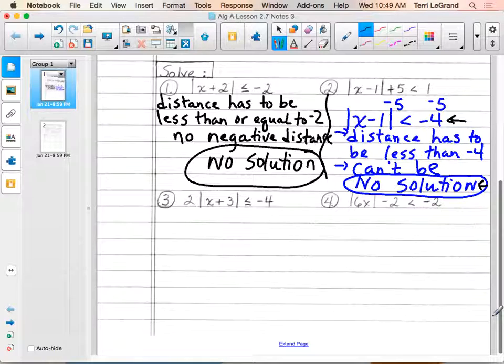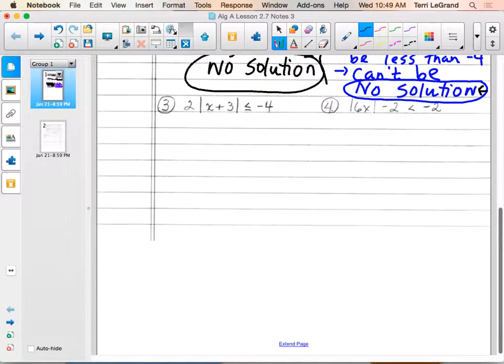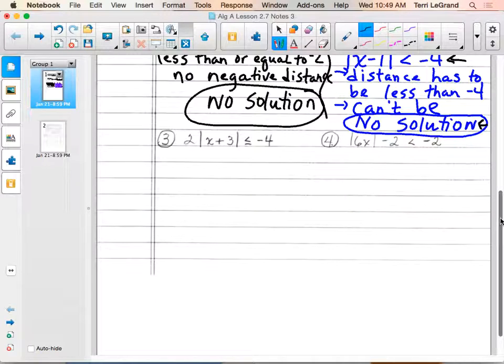Okay. Kelvin, what do you think about number 3? What do you think should be your first thought? Well, that's negative. Okay, you can already see it's no solution. Nice. But you have to show words. You're so smart. That is so right. Thank you. What kind of work do you want to show? Help me out, because I want to know what you're going to show me on your paper for tomorrow.